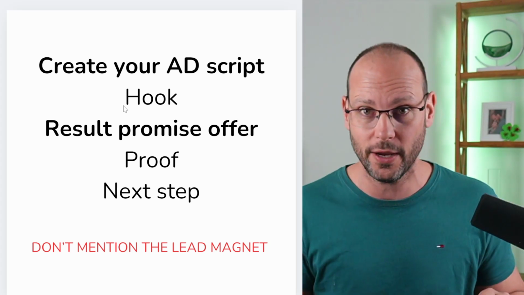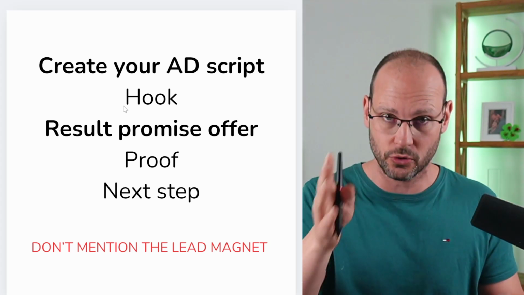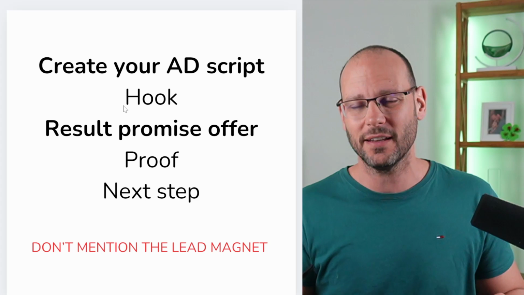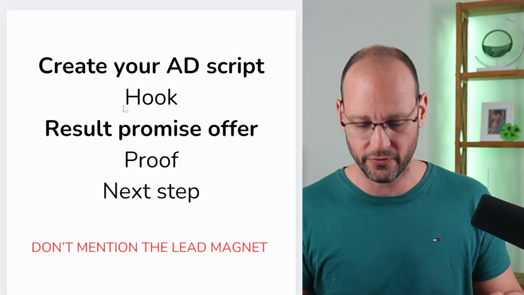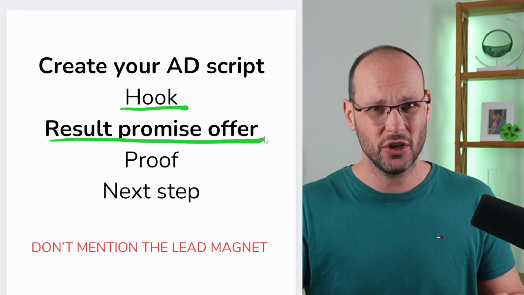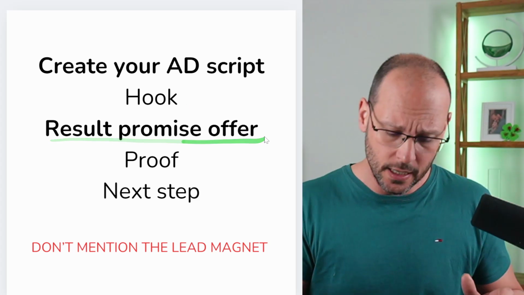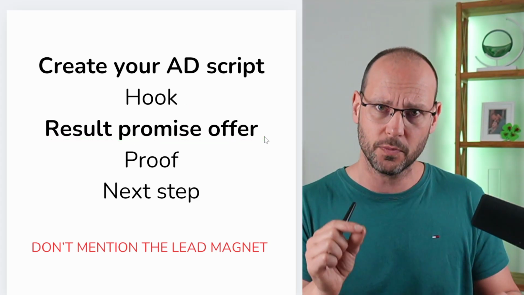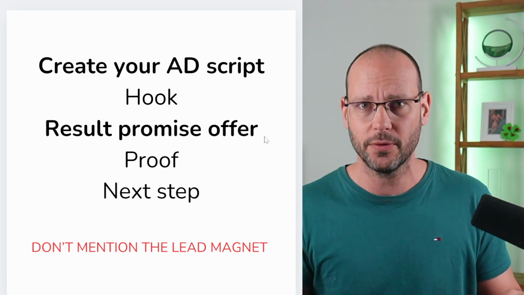That's why you need to do the preparation in order to build an ad script that is specific enough to resonate with the right people and that attracts relevant people so that they can convert to your core offer. Okay, so the hook is the first thing. Then you promise them a specific result. You don't need to promise them the world, like become a millionaire overnight. That's all bullshit, right? But you need to promise them something specific that you can help them get. Okay, that's your result promise offer.